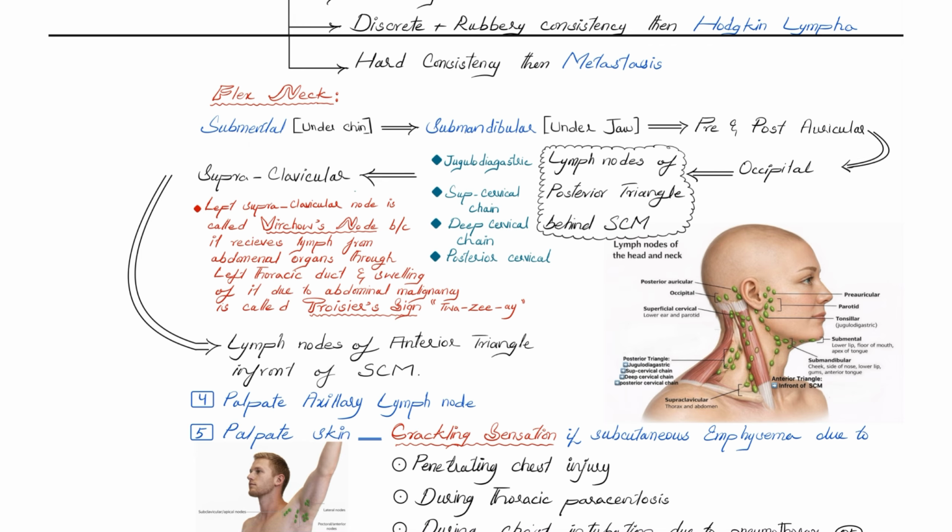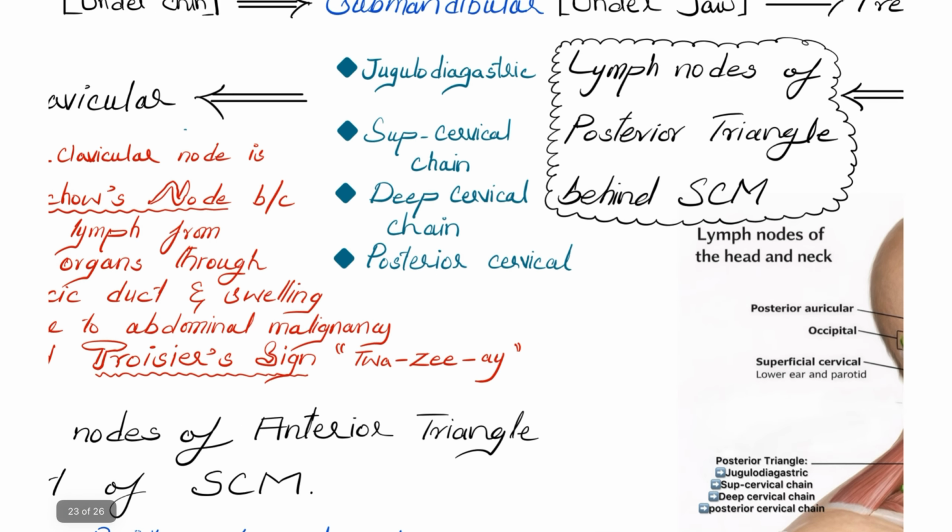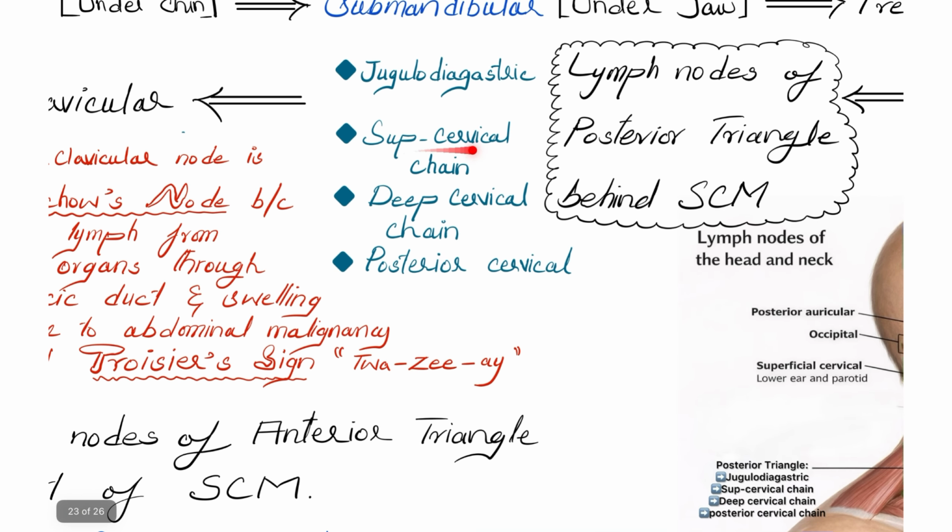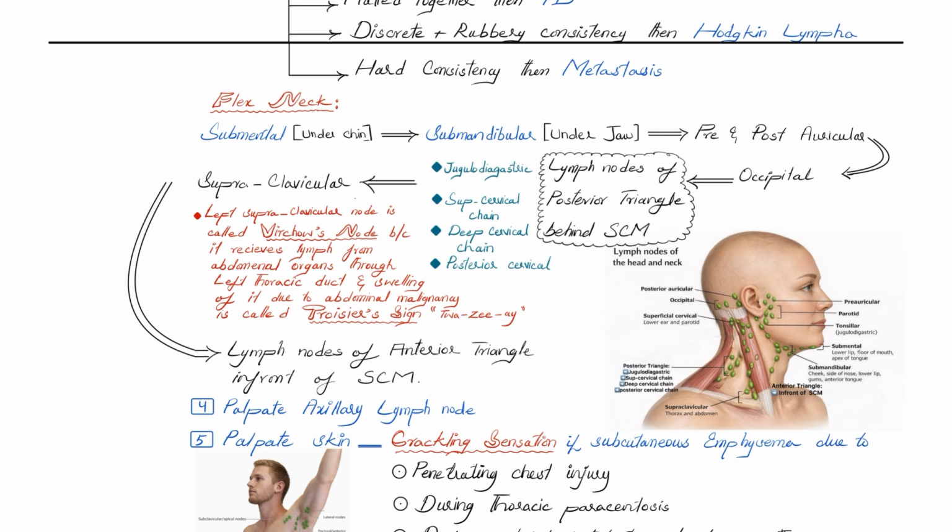So start the cervical lymph node examination by flexing the neck and then palpate the submental lymph node under the chin, then submandibular lymph node under the jaws, and then pre and post auricular lymph node, and then occipital lymph nodes. Then flex the neck laterally and examine lymph nodes of the posterior triangle, which is present behind the sternocleidomastoid, such as jugulo-digastric lymph nodes, superior cervical chain, deep cervical chain, and posterior cervical chain. And then check the supraclavicular lymph node.